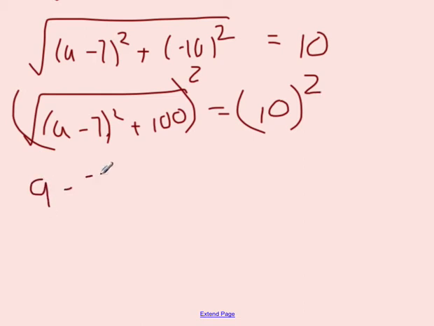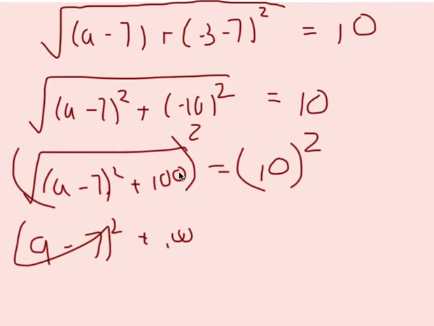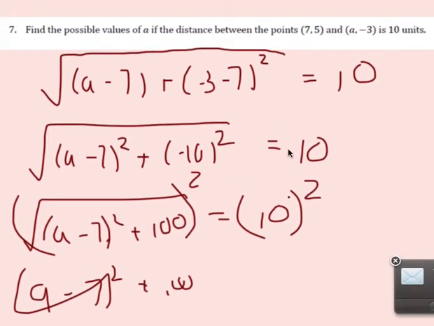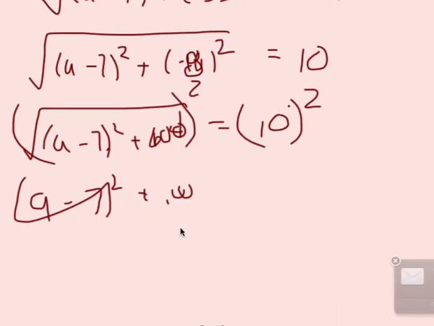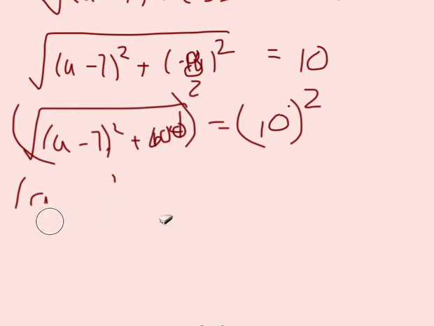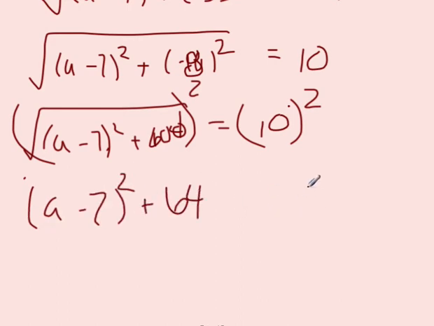So then I get a minus 7 quantity squared plus 100. Oh, this should be minus 5. I apologize, that's where my mistake was. And this should be 8 and 64. Let's fix this here. So this should be a minus 7 quantity squared plus 64 is equal to 10 squared, which is 100.